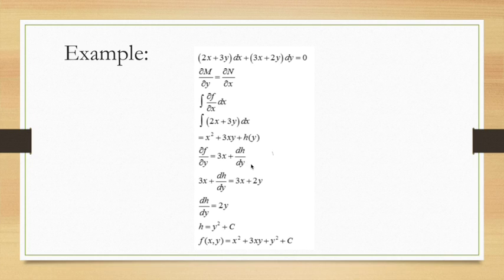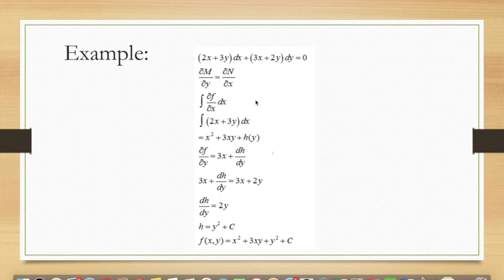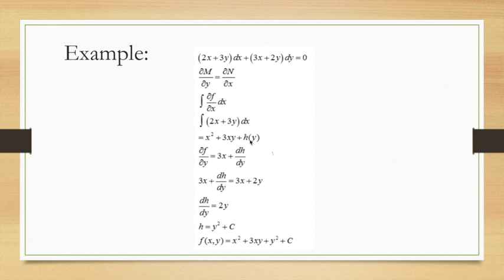The exact differential equation should satisfy ∂M/∂y = ∂N/∂x. After we calculate it, ∂M/∂y is equal to 3 and ∂N/∂x is also 3. Then we know this is an exact differential equation. Then we need to take the integration of f_x dx.